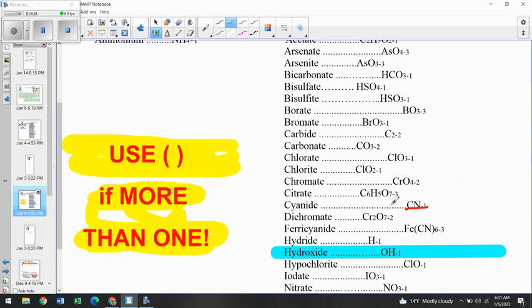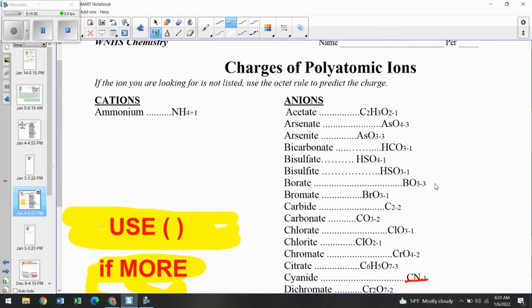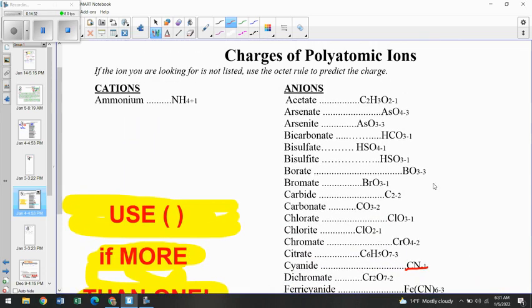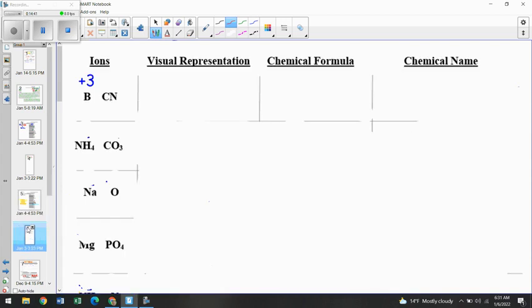So you never have to memorize the name cyanide. You never have to memorize that formula CN. And you don't have to memorize that the charge is -1. All of those will always be provided to you on any quiz or test. You never have to memorize anything on this sheet, including tomorrow's quiz. Okay, so CN is cyanide, and it's got a charge of -1.